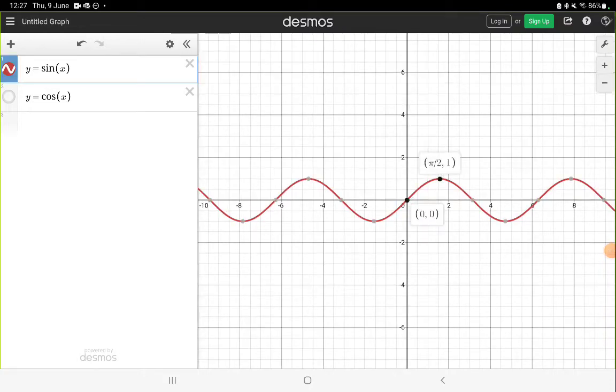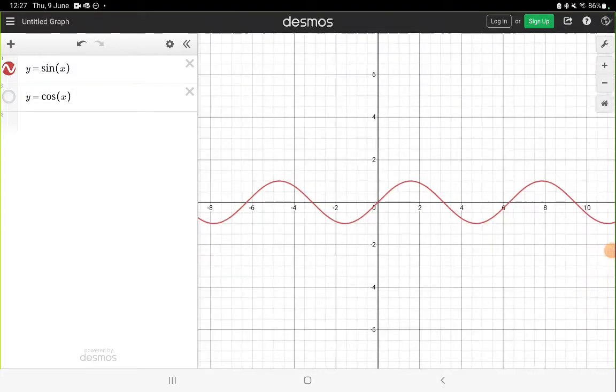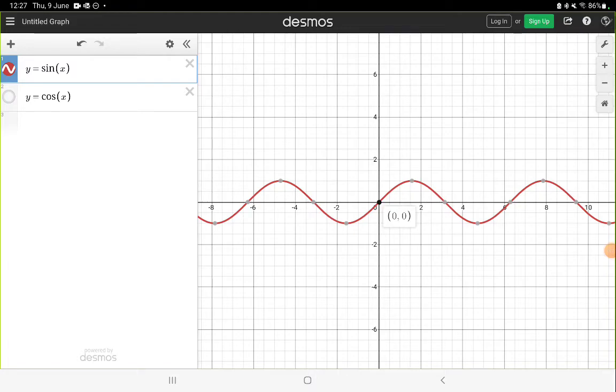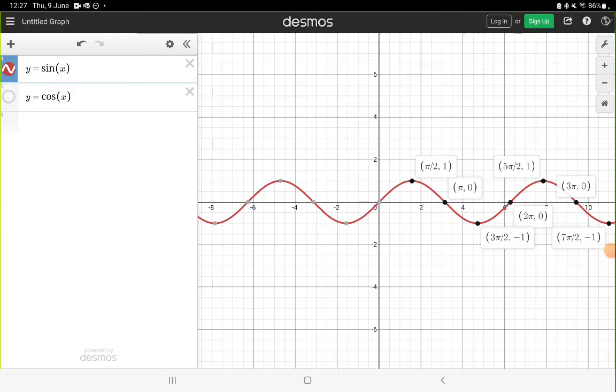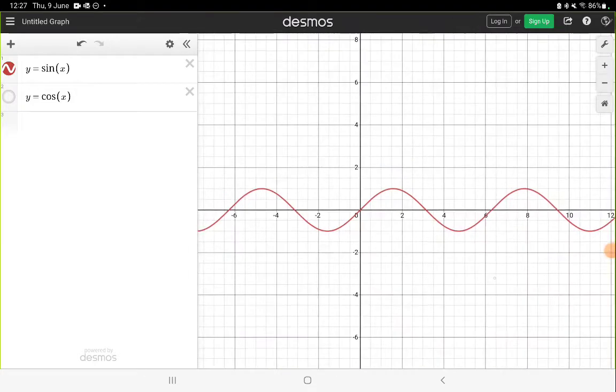You can see that it has these interesting points that appear throughout. It's got this repeating pattern, right? Starts at 0 here, then it goes to a maximum, then it goes back to a middle, and then it goes to a minimum, then it goes to a middle, then it goes to a maximum, then it goes to a middle, then it goes to a minimum. So this is the shape of the function.